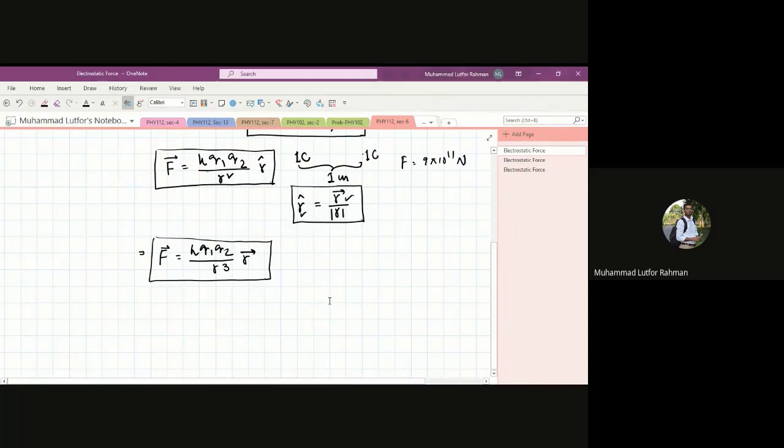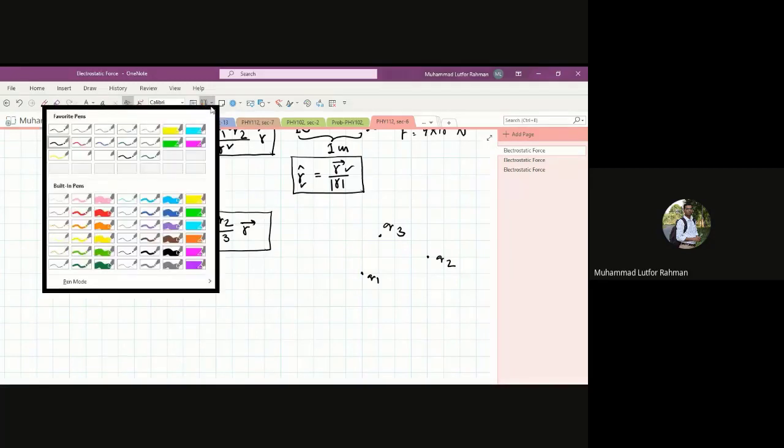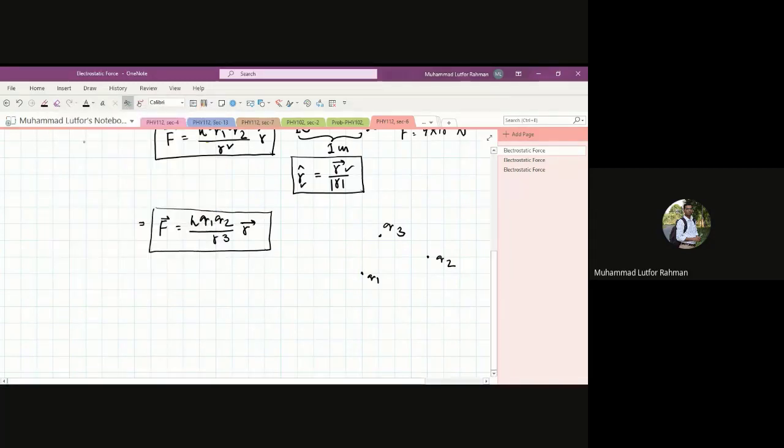That's good. Fine. So if there are more than two charges, say three charges over here, say this is Q1, this is Q2, and this is Q3. Then what I'm going to do is find the forces on each one. I also label some distances.